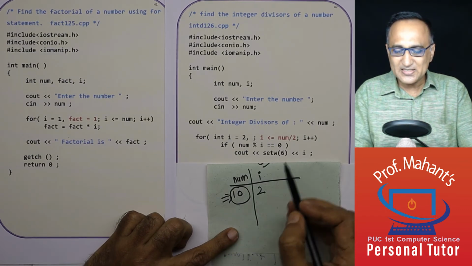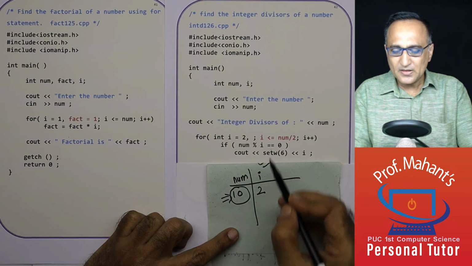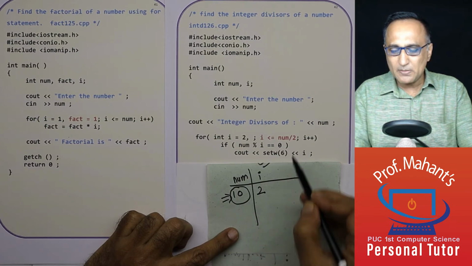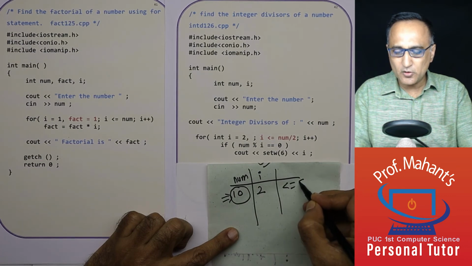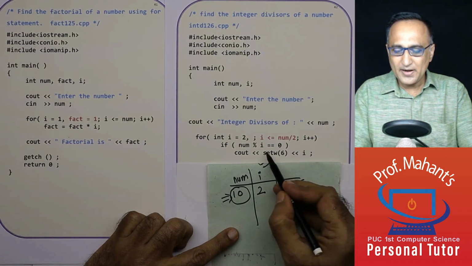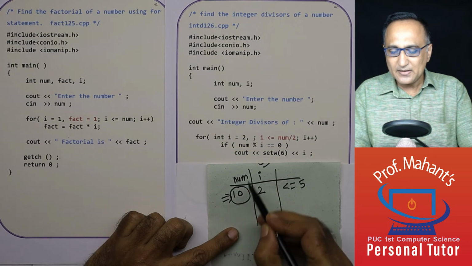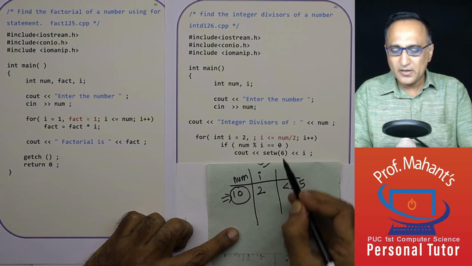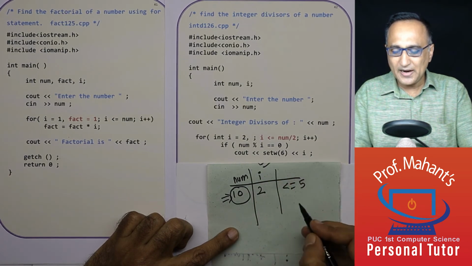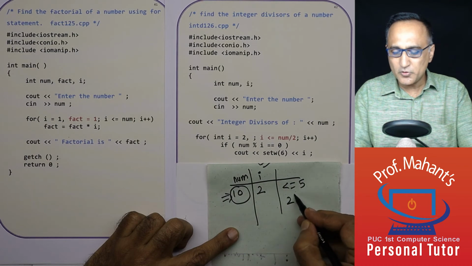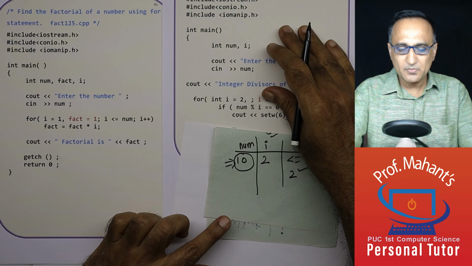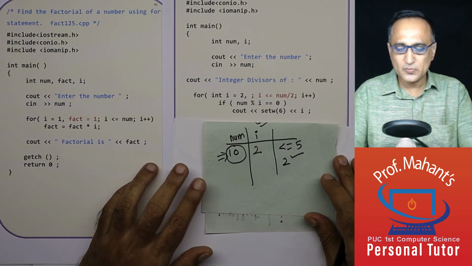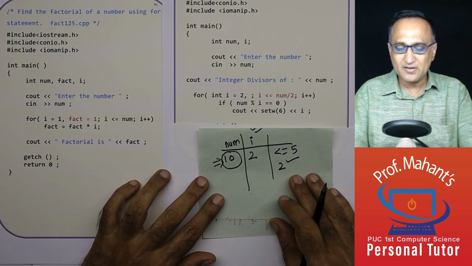So what I have done is I have taken I as 2. 2 is less than or equal to number by 2, which is 5. Okay, so let me put that condition as less than or equal to 5. Now I come here, 10 divided by 2, the remainder is 0. So I am going to print I. So it's going to print 2 on the output screen. 2 happens to be one of the divisors. All right, let me move it a little up so we can have space.